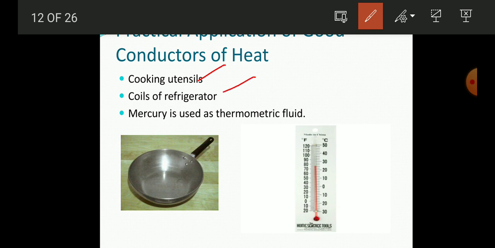Mercury is used as a thermometric fluid. Students, we already discussed mercury in the previous part: it is the only metal which is liquid at room temperature. Mercury has a very good ability to expand when heated. When it senses warmth, it transfers heat and expands more easily.